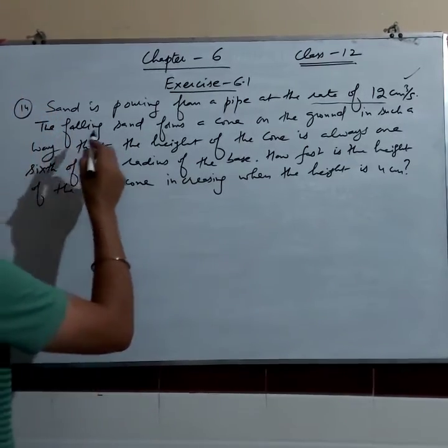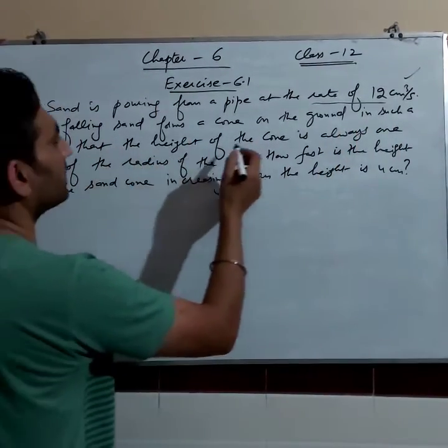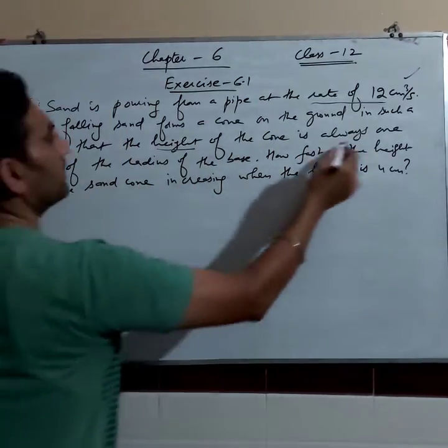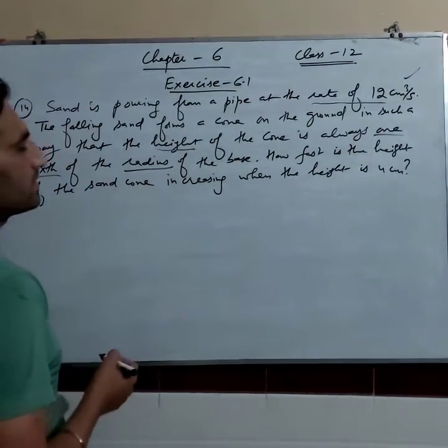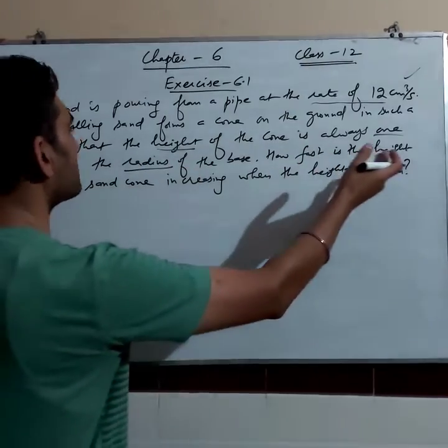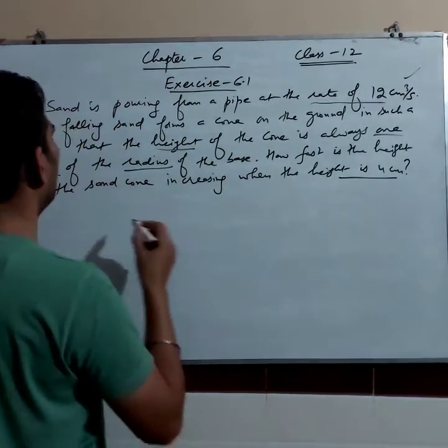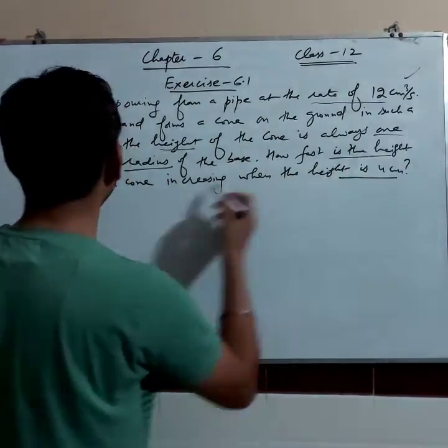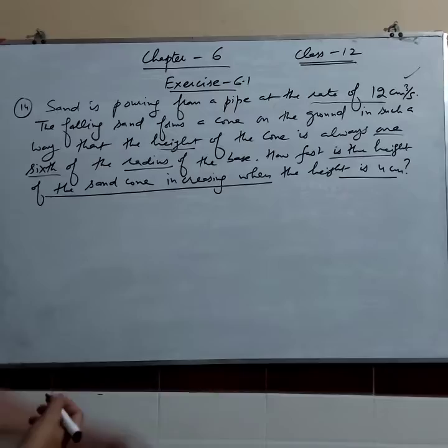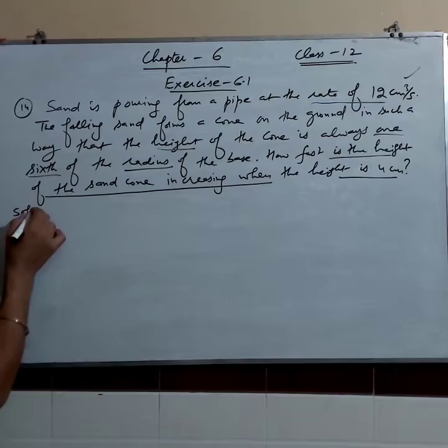Then they have given that the falling sand forms a cone on the ground in such a way that the height of the cone is always 1/6 of the radius of the base. So there are three things: volume, height, radius of the cone. How fast is the height of the sand cone increasing when the height is 4 centimeter? So how fast is the height of the sand cone increasing means rate of change of height we need to find when height h is equal to 4 centimeters. So let's start it. Not a difficult task again.